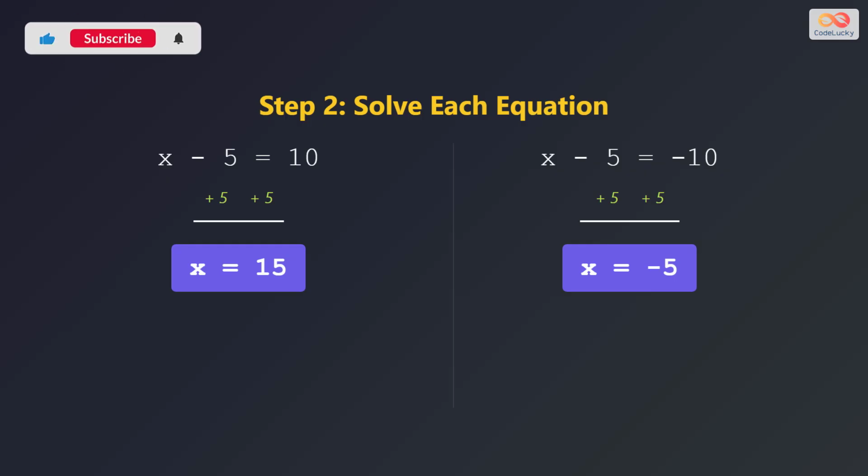Now we just solve each simple equation separately. On the left, we add 5 to both sides to get x equals 15. On the right, we add 5 to -10 to get x equals -5. These are our two solutions.